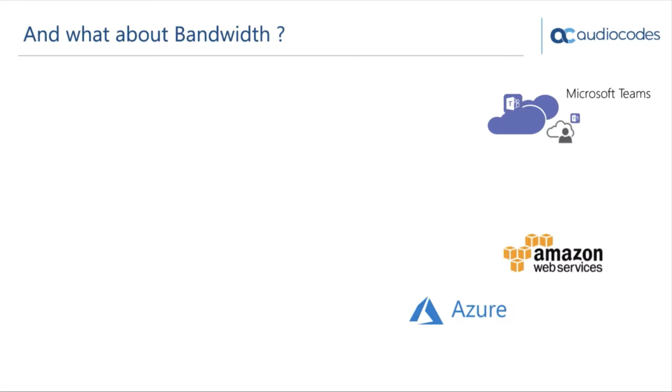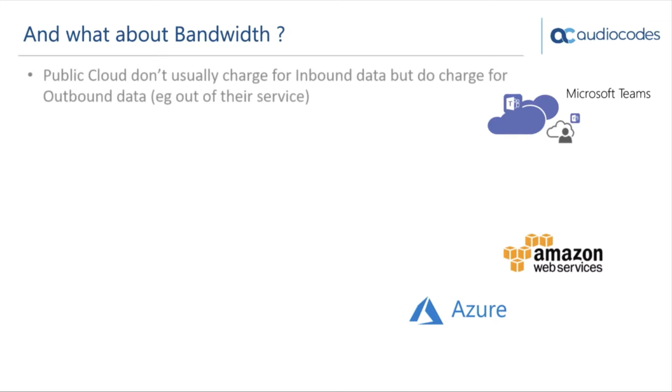So that's not the only cost, of course. The other big cost is bandwidth, which I kind of alluded to before. Public clouds don't usually charge for inbound data. So when you're sending voice traffic in, so people making phone calls in, it doesn't cost anything, but outbound traffic does. So when you're making an outbound phone call, from Teams to a SIP trunk, then that data is going out of Azure into Gamma or into BT or into Vodafone, whoever's your SIP trunk provider.